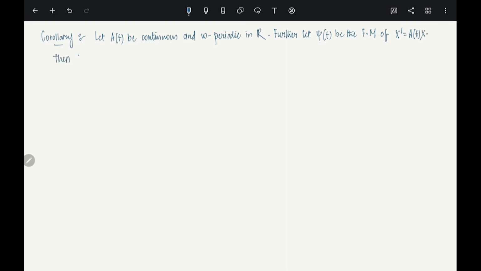Then this problem, x prime equals to a times x, has a non-trivial periodic solution. Actually, I should write it as a non-trivial w periodic solution, x of t, if and only if the determinant of phi of 0 minus phi of w is 0.